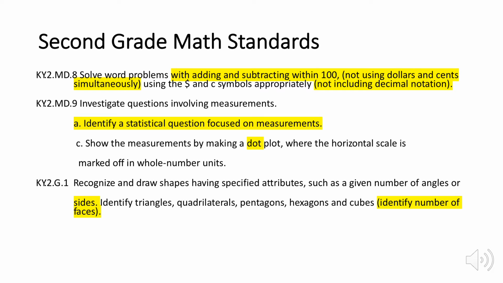A final change to the second grade standards was in the geometry domain. G.1 now states that the students recognize and draw shapes having specified attributes, such as a given number of angles or sides. The wording number of faces is now specifically referring to the cube.